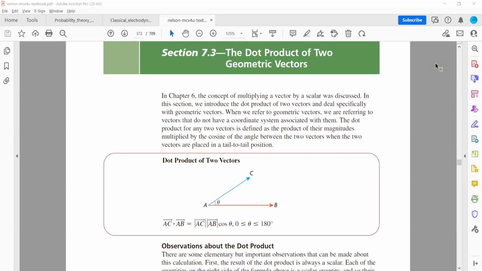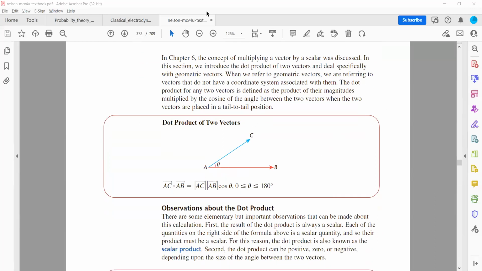So the dot product for any two vectors is defined as the product of their magnitudes multiplied by the cosine of the angle between the two vectors when the two vectors are placed in a tail-to-tail position. So let's take a look at this diagram.